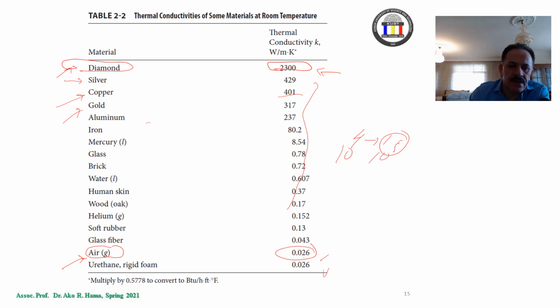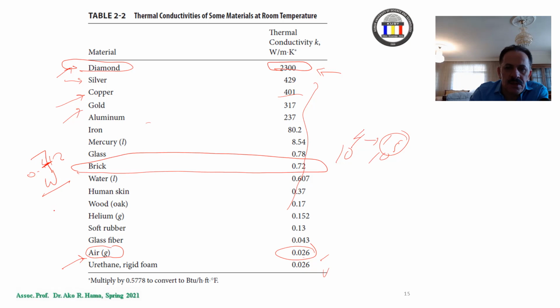Okay, look at the brick. For the brick, it's 0.72 watt per meter per Kelvin. So only 0.7 watts will be transferred per Kelvin.